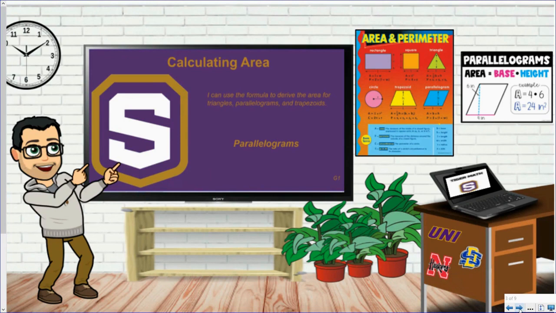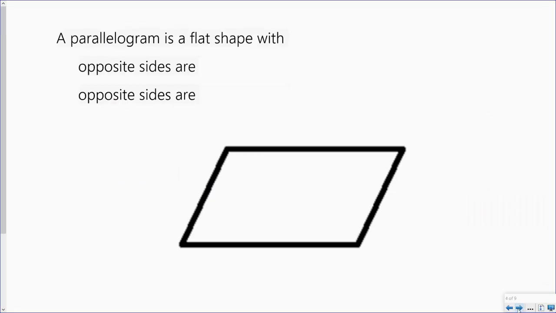In this video, we will be discussing calculating area. We will be focusing on finding the area of polygons. By the end of this video, you will be able to calculate the area of parallelograms. So let's take a look at what a parallelogram is first.